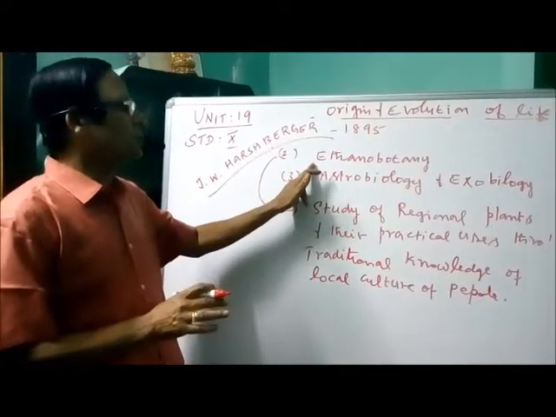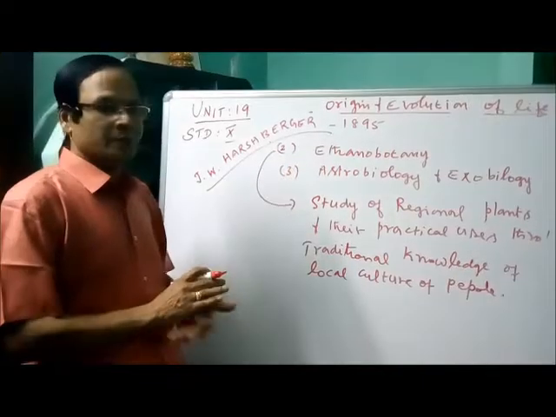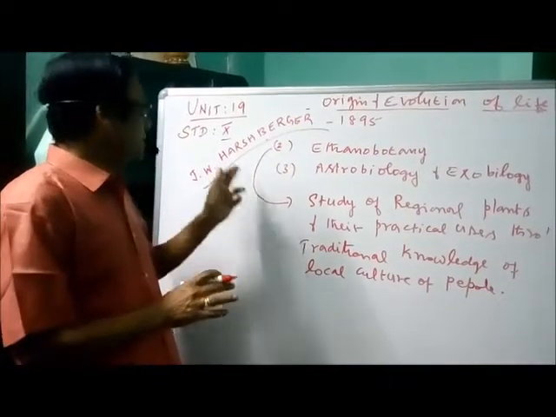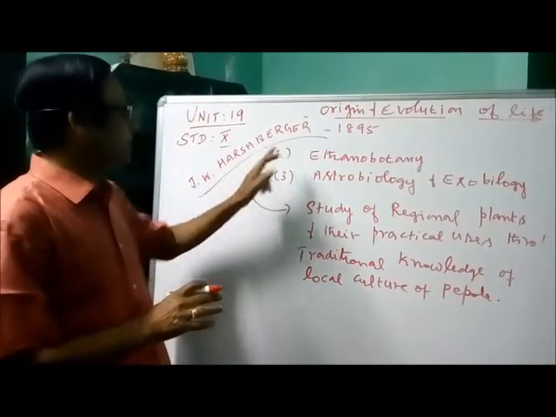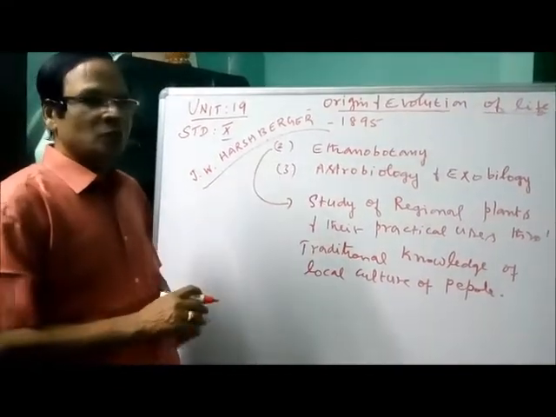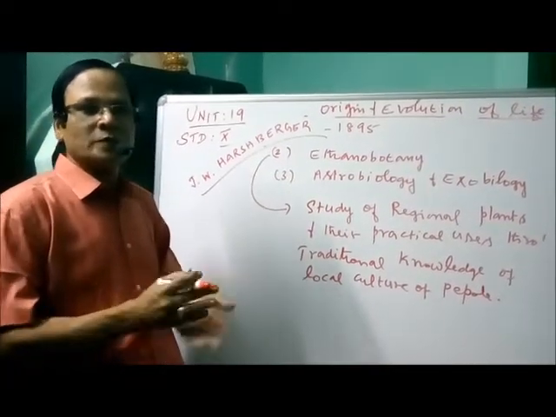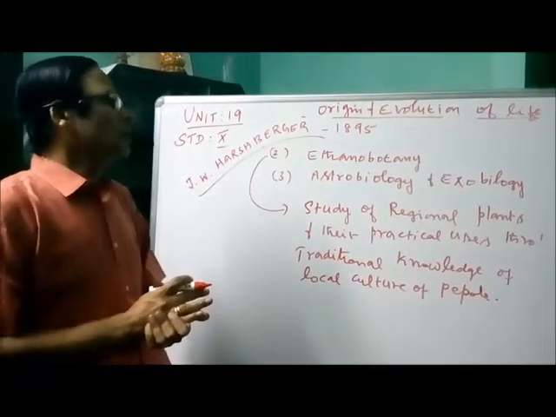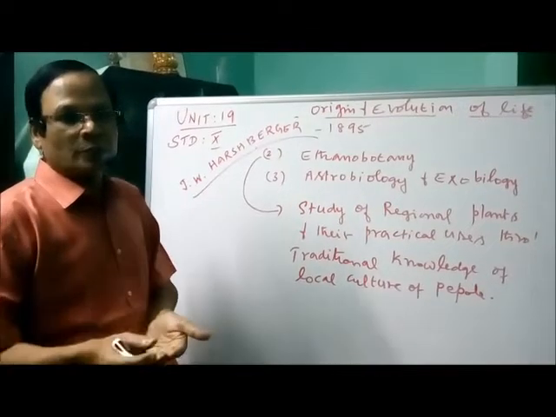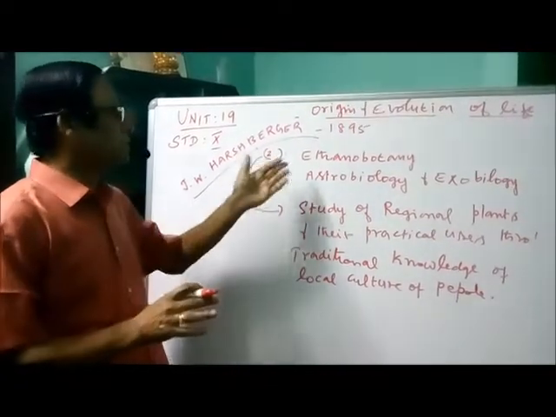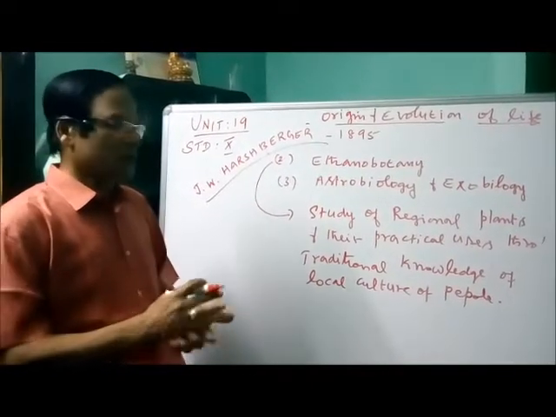Now the term ethnobotany was given by J.W. Harshberger in 1895. According to him, he included the plants that can be used normally by the primitive people, the tribal people, aboriginal people living there. That's why he included this system, though this system existed for a long time, for ages.